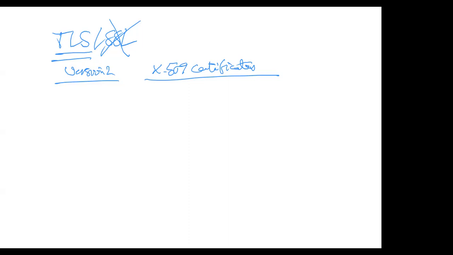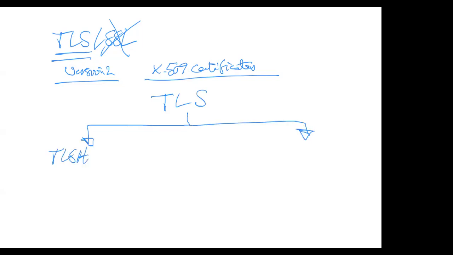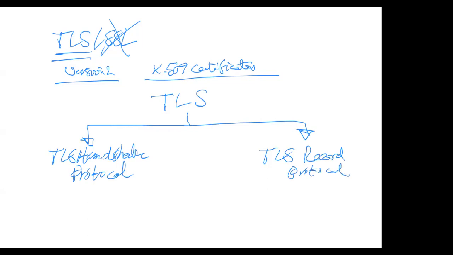But we have two protocols under the TLS, which I want you to know about. This can be a question in the exam. In the TLS, we have two different protocols. One is called the TLS handshake protocol, and the other is the TLS record protocol. The handshake protocol is responsible for negotiating and establishing a secure connection between two entities. This is the functionality of the handshake.